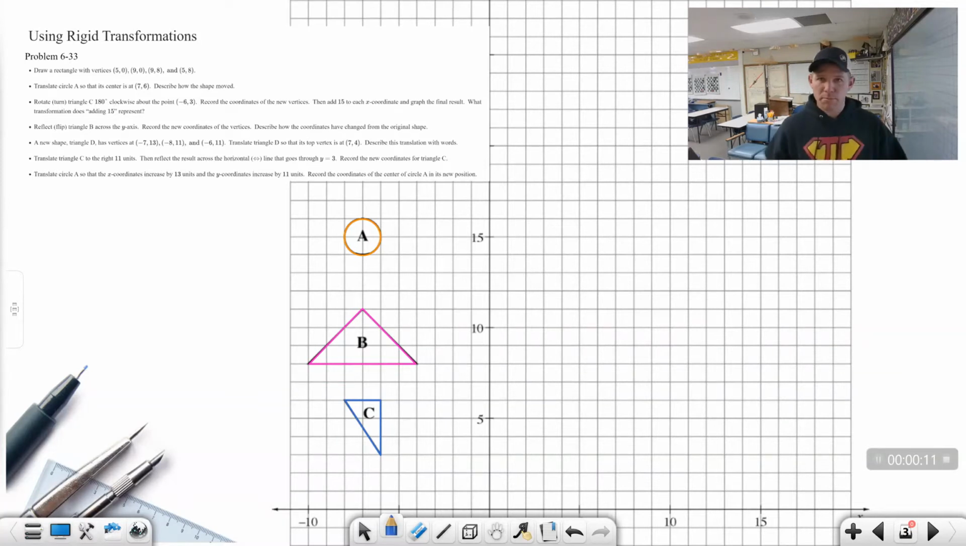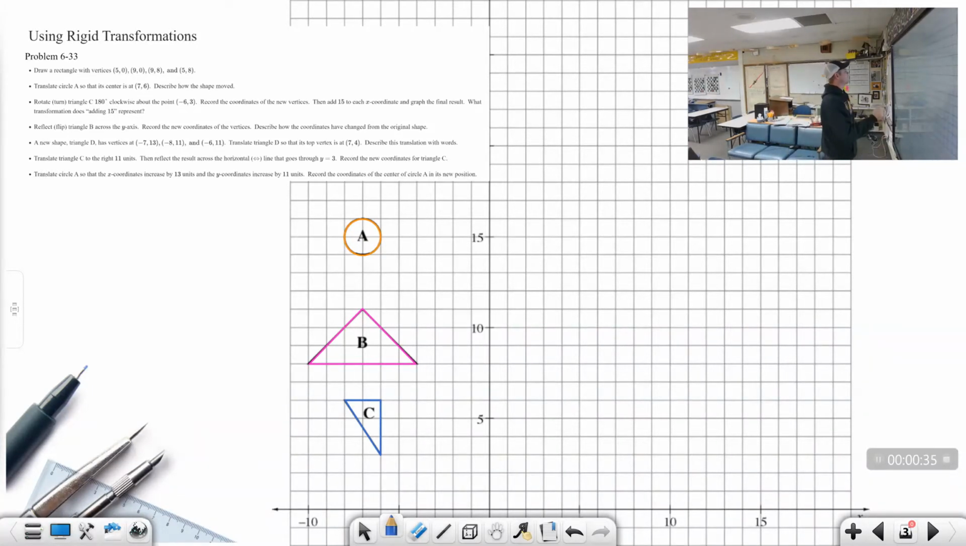We're turning something around. Remember, when you do a rotation, a turn, it is going to stay the same shape, stay the same size, but it's going to point in a different direction. Okay? Now I'm using lesson 6.1.4, problem 6-33, becoming an artist, to remind you how to do a rotation.